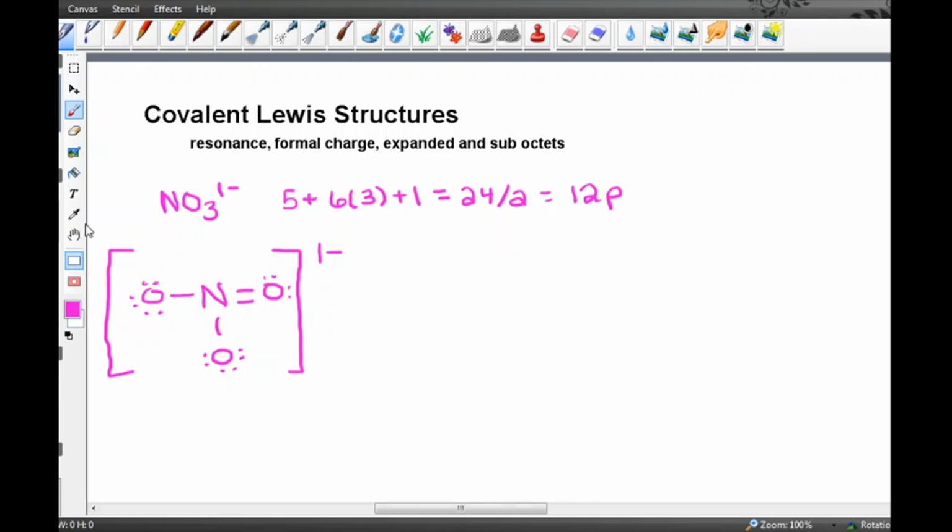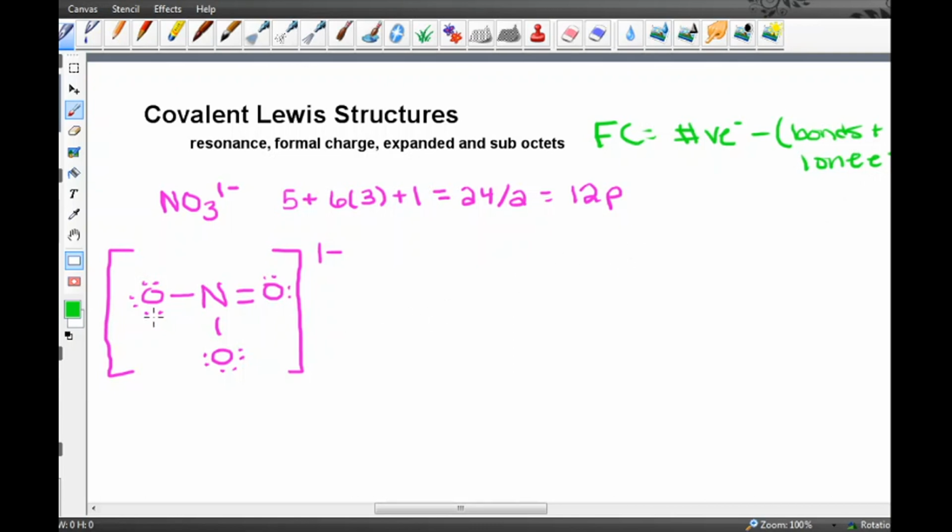If you forgot how to calculate formal charge, let's give it a go. Formal charge is equal to the normal number of valence electrons that an atom has minus bonds plus lone electrons, not pairs of electrons, like total number of lone electrons. I think Mrs. Bodmer calls this minus sticks and balls.